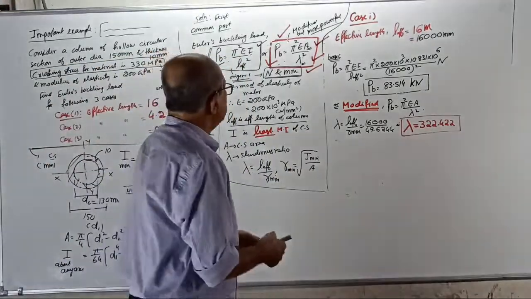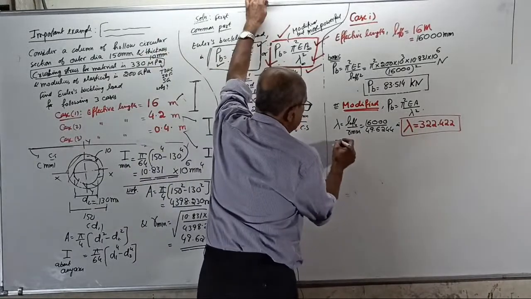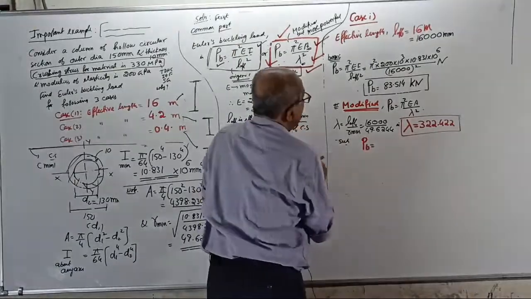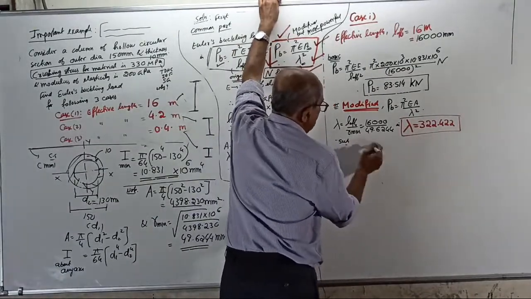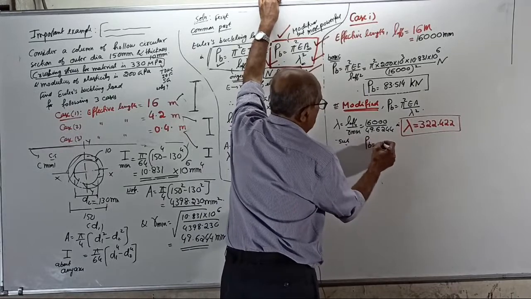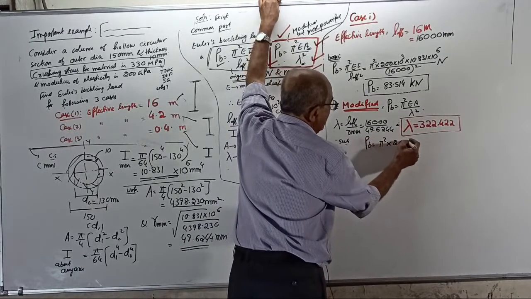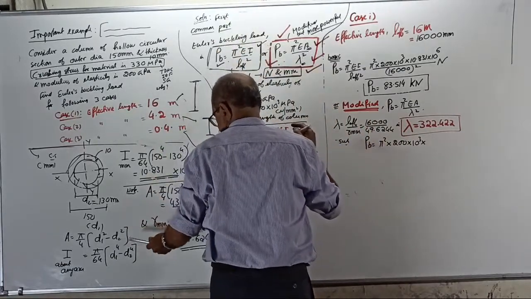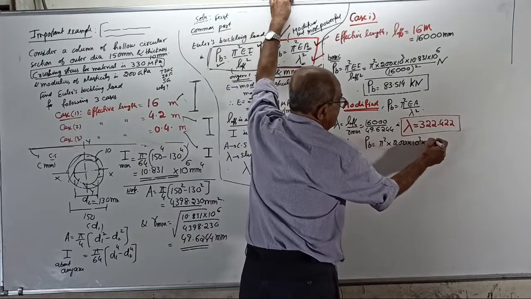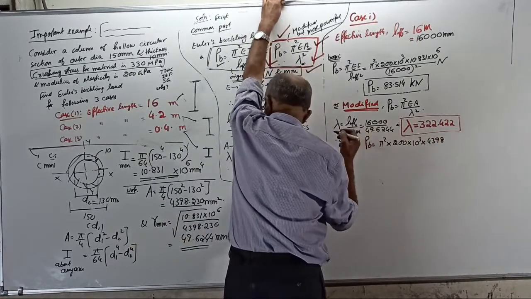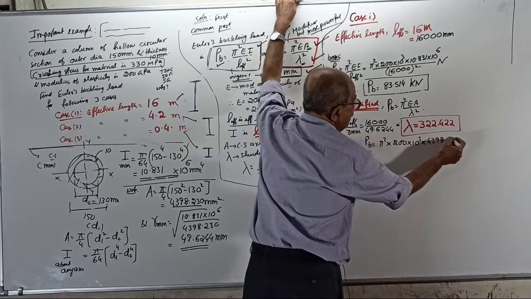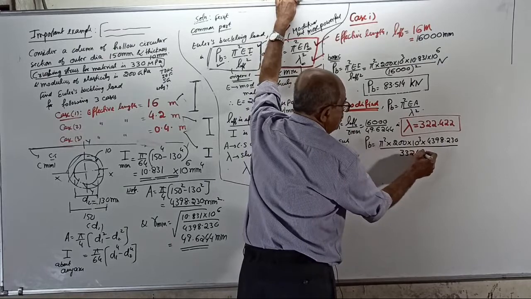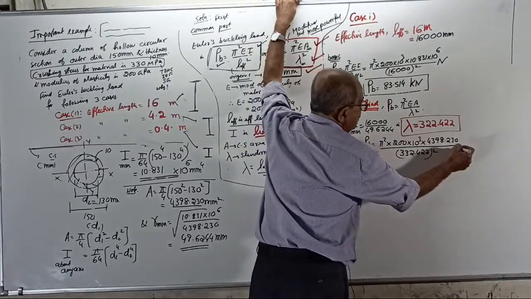One minute. Wait for some time. Okay, now start. Substituting your Euler's buckling load, red color answer is what? Or I will substitute here. Euler's buckling load PB equals pi square into 200 into 10 to the power 3 into area. Area is 4398.230 divided by 332.422 square. It will come in Newton.